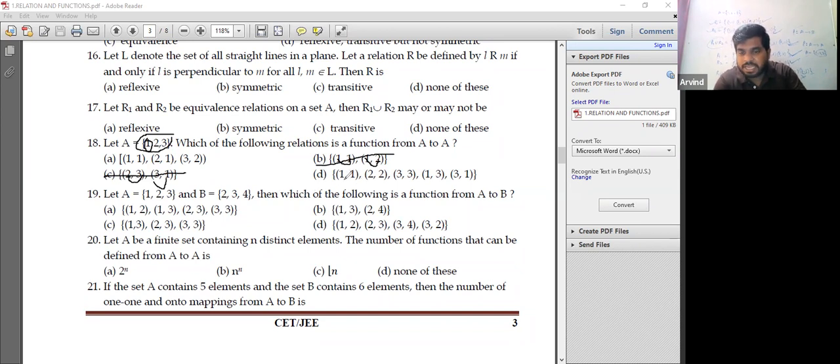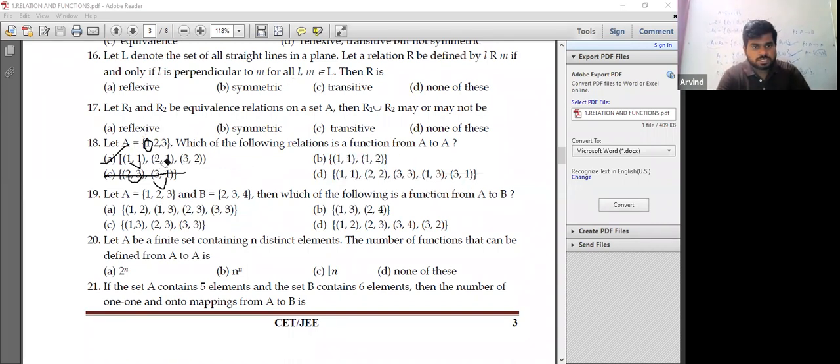Again, option D is also not a function. Because observe, 1 is related to 1 and the same 1 is related to 3. So it is not uniquely related. Therefore, this is not a function. It is a relation, but it is not a function. So which is the correct option? Option A is the correct one. Observe, 1 is related to 1, 2 is related to 1, no issues. 3 is related to 2. Every element 1, 2, 3 is uniquely related. I hope it's clear. So option A is the correct one.